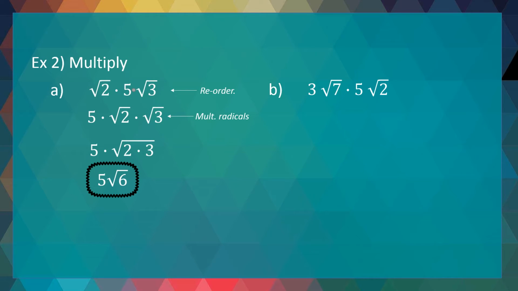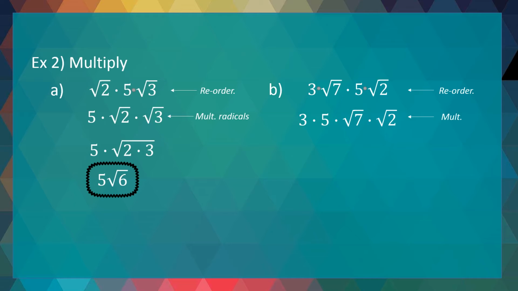For b, we have 3 square root 7 times 5 square root 2. Again, notice the 3 and the square root 7 are touching, so I'm going to write a times symbol between them. And the 5 and square root 2 are also touching, which means there is multiplication going on as well. So in this case, we have 4 different values that are multiplying, and we can reorder them according to the commutative property. So I want to take the values that are not under a radical and put them in front, which means I now have 3 times 5, and now I have square root 7 times square root 2 at the back end. Now I want to multiply what I can.